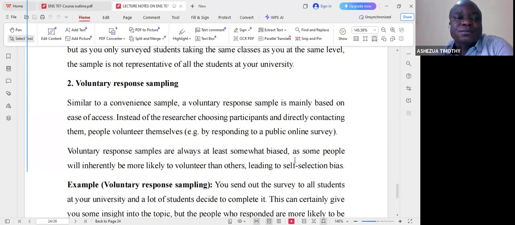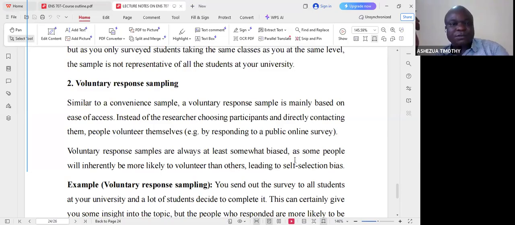Voluntary response sampling is similar to convenience sampling. A voluntary response sample is mainly based on ease of access. Instead of the researcher choosing participants and directly contacting them, people volunteer themselves, for example, by responding to a public online survey.